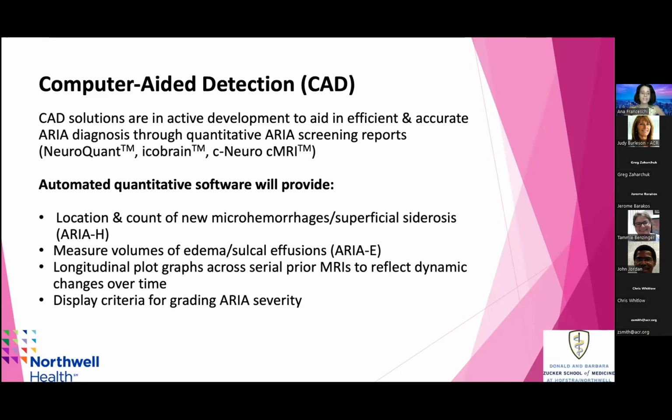And the idea is that these automated quantitative software will provide us with the location and count of new microhemorrhages and superficial siderosis for monitoring ARIA-H, that they will measure volumes of edema and sulcal effusions for detecting ARIA-E, and then also plot longitudinal graphs across serial prior MRIs to really reflect these dynamic changes over time. And then, of course, display criteria for grading severity.